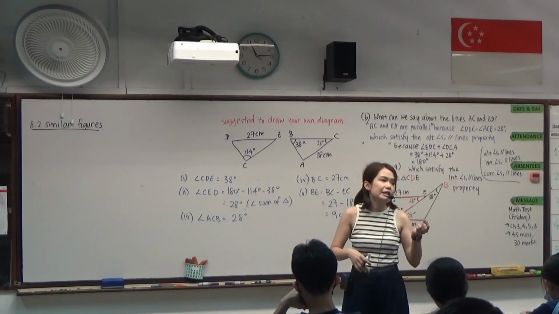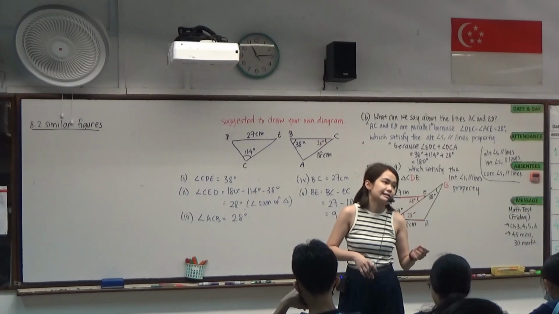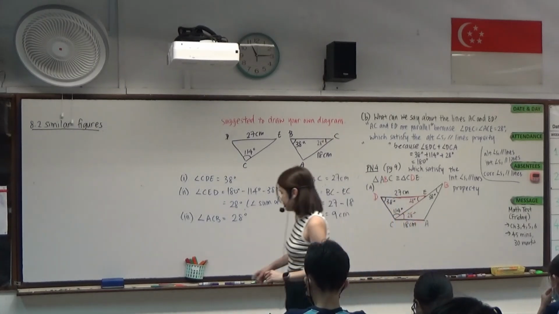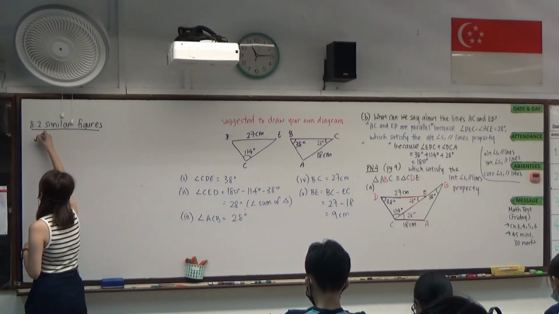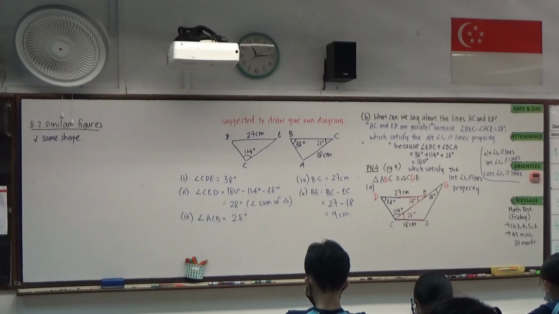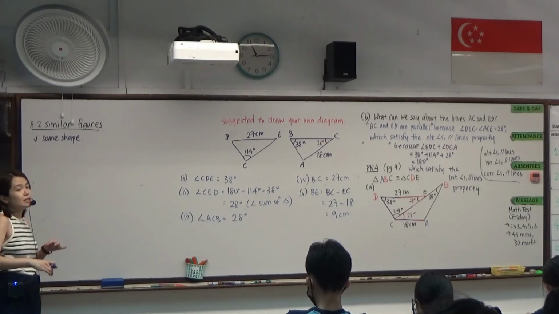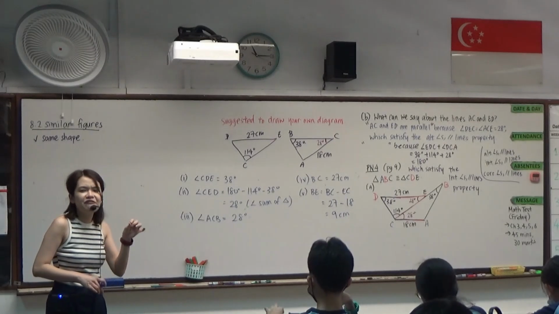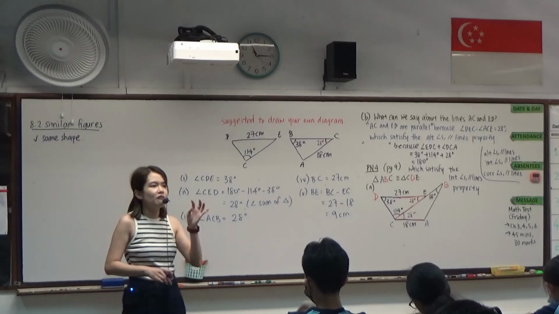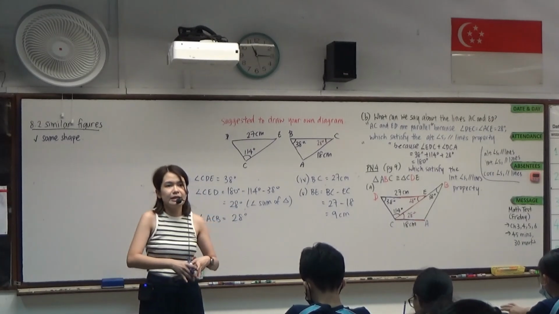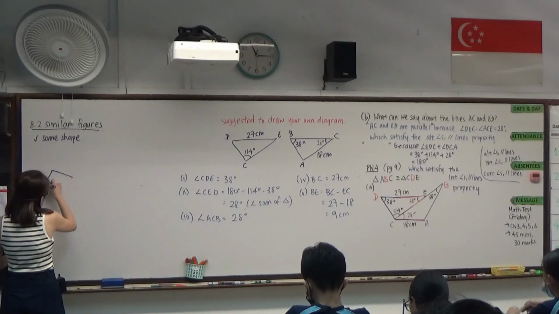Congruent figures, we say that it must be same shape, same size. Similar figures, naturally, of course must be same shape still. But the key difference between similarity and congruency is that it is no longer the same size. But I cannot say that it is different size also, because the idea of different size has a wide meaning.